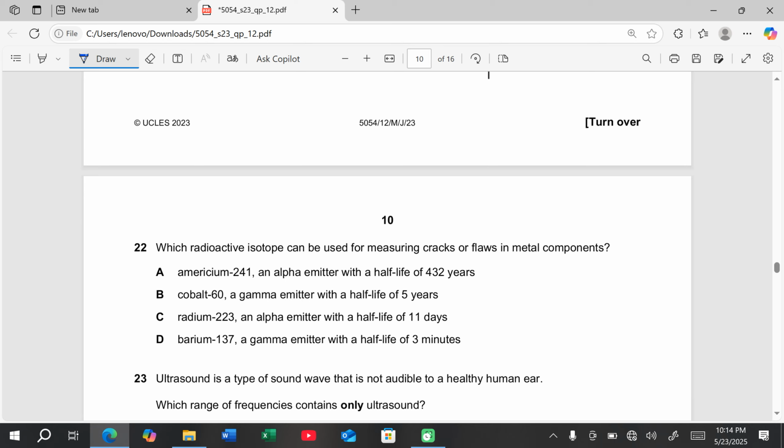Which radioactive isotope can be used to measure the cracks or flaws in metal components? Alpha does not. That's wrong. Yes, beta can, and of a greater half life. Radium alpha cannot. Barium, but since its half-life is very small, it will not be used.